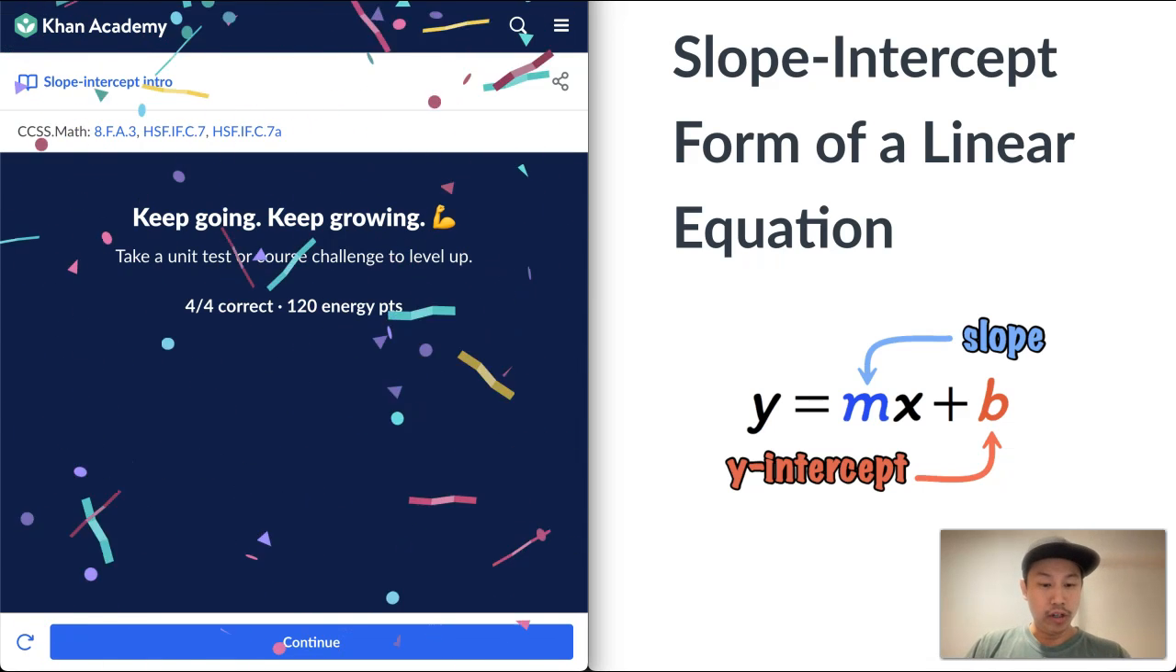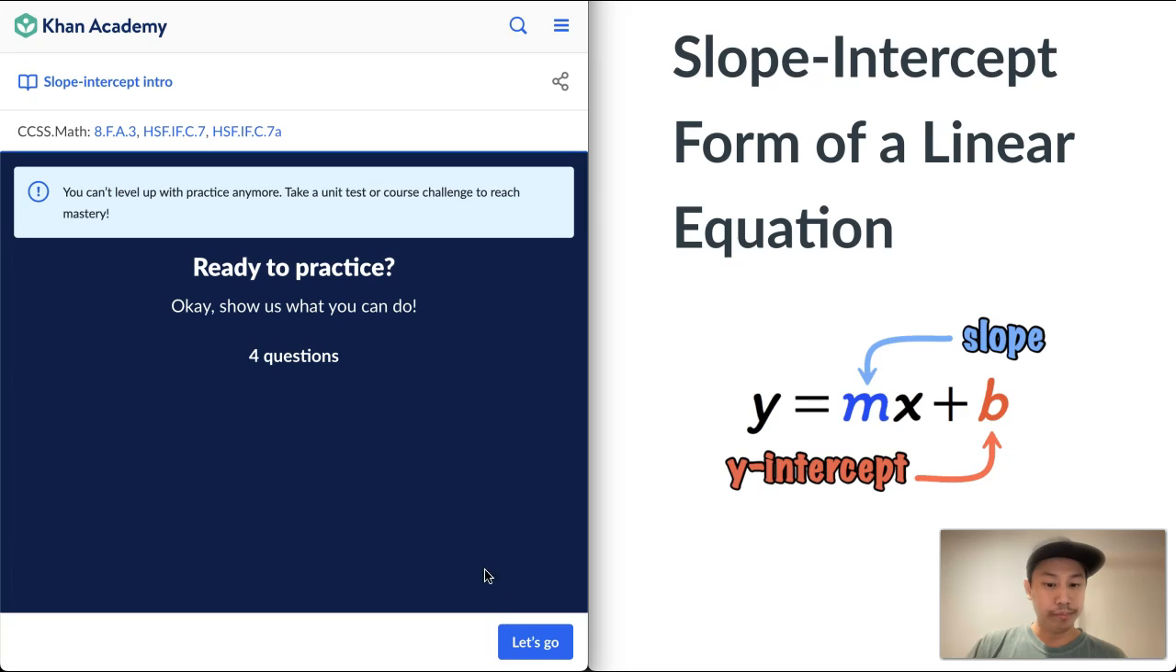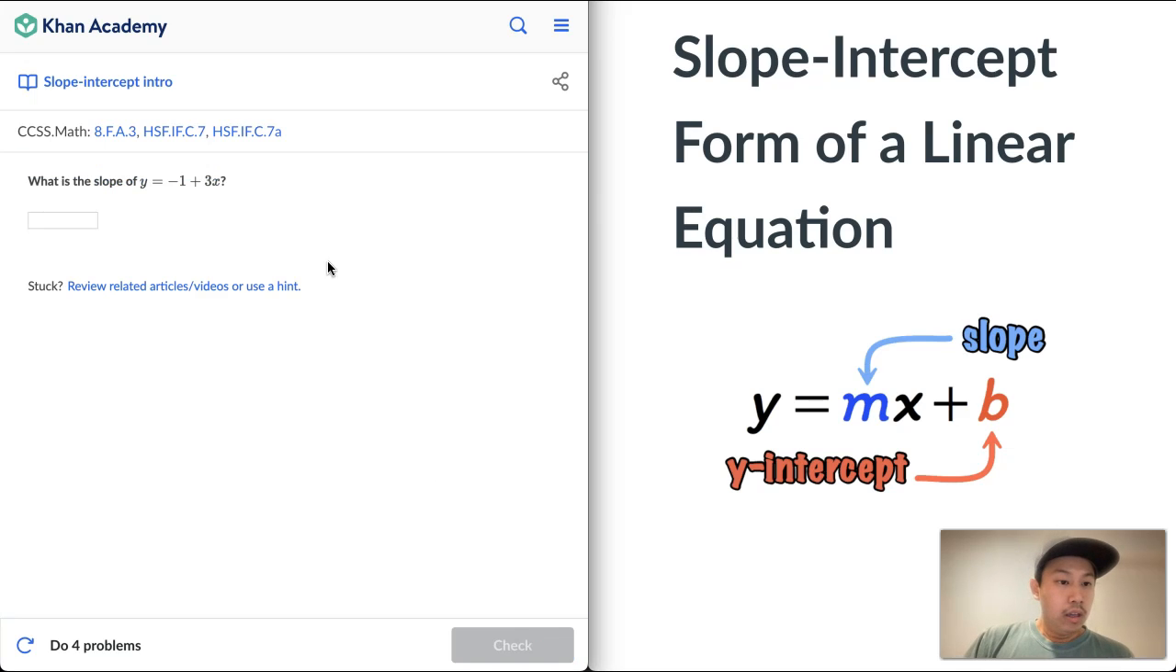Let me refresh this page here. See some more examples. Okay, so what is the slope here? We have y equals -1 plus 3x.